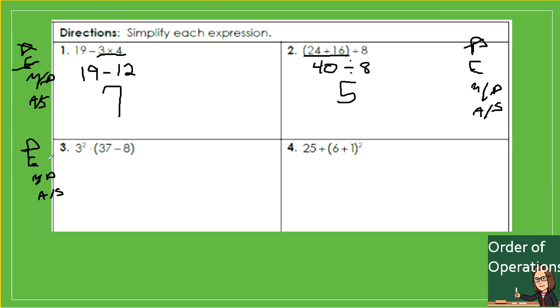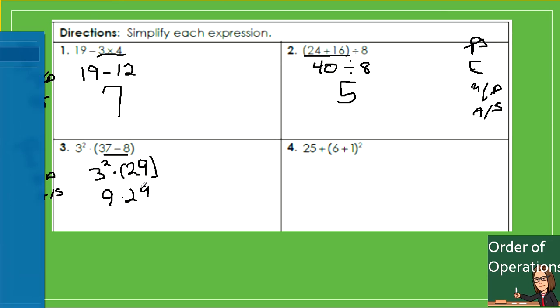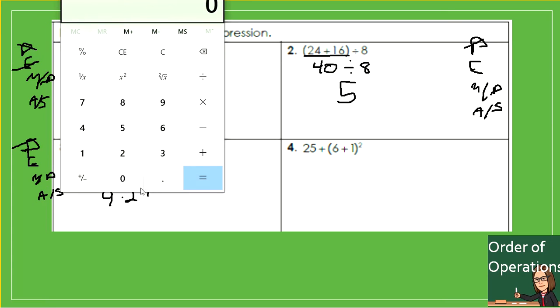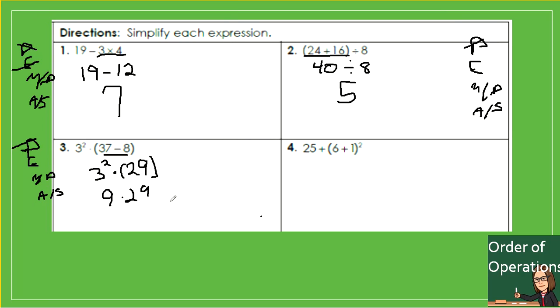Parentheses. Do I have parentheses? Oh, I do. So I'm going to do this first. So I keep my 3 squared times 37 minus 8, which is 29. Well, this one's going to be a tricky one. Now, E. Do we have any exponents? Yes, we do. So 3 times 3, not 3 times 2. So 3 times 3 is 9 times 29. I actually do not know what 9 times 29 is in my head, so I'm just going to quickly get my calculator, and 9 times 29 is going to be 261. I know you can also do it another way, but I'm just going to do it like that. That means we're all done. So I did my exponents, and then I did the multiplication.